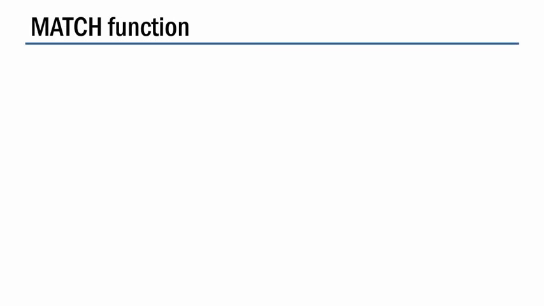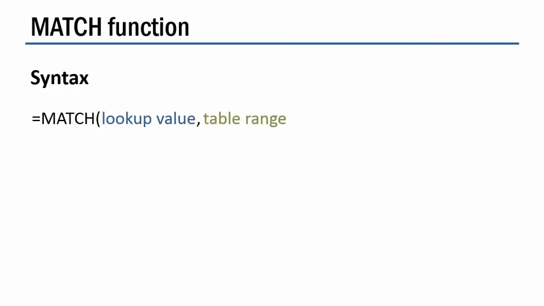So let's talk a little bit about the syntax of the match function. We say equals match, open the parenthesis, just like any function. And then you put in the lookup value. That's just like what we were talking about before. That's going to be the order number. Put in a comma. Then you have the table range, which is the same as what we were talking about before. In our case, we're going to use the entire table. You put in a comma, and then you enter the type.